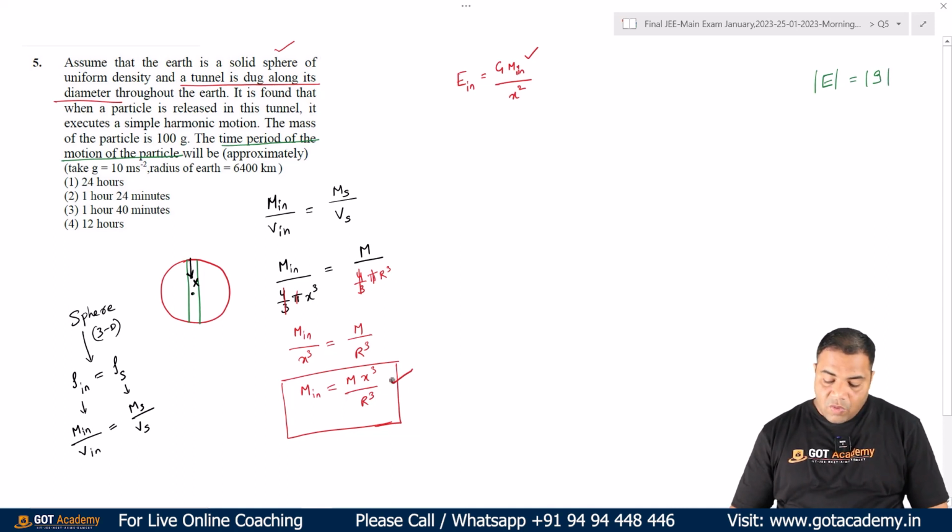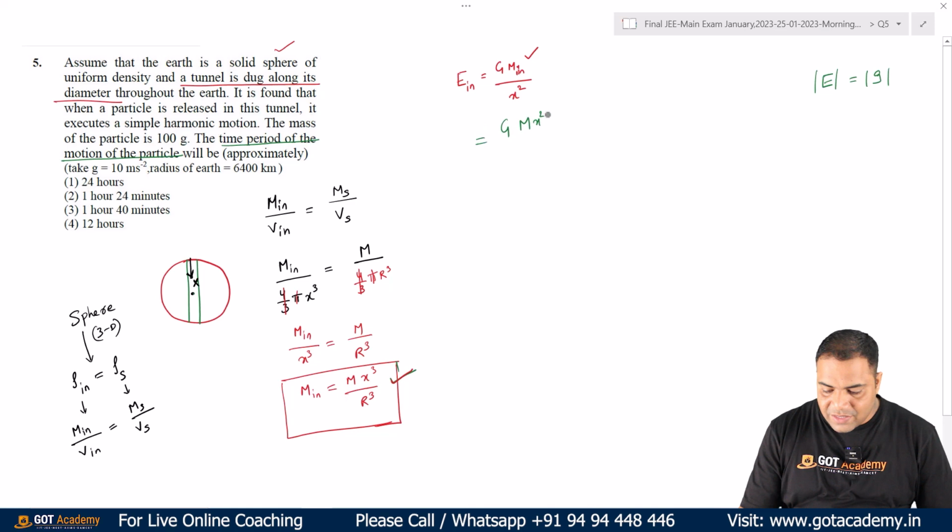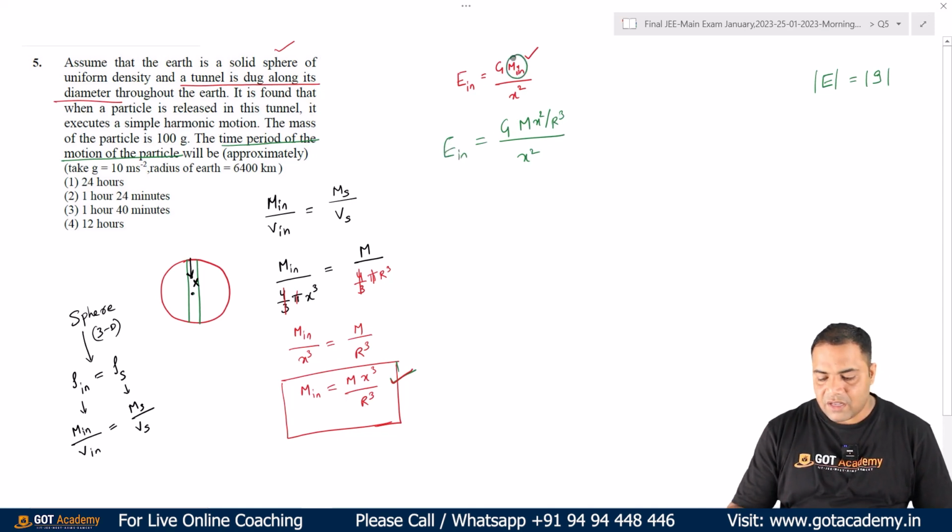So here we know what m in is, the mass inside the earth. So let me substitute that. G m in is nothing but M x cube by R cube, which was divided by x square. Okay. So I have substituted the value of this m inside. So here what happens is that since here it is x cube, the square and here cube have been cancelled.